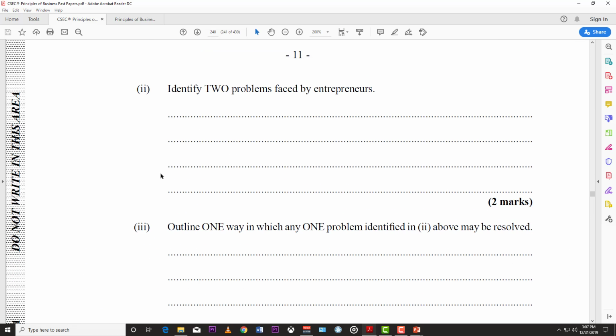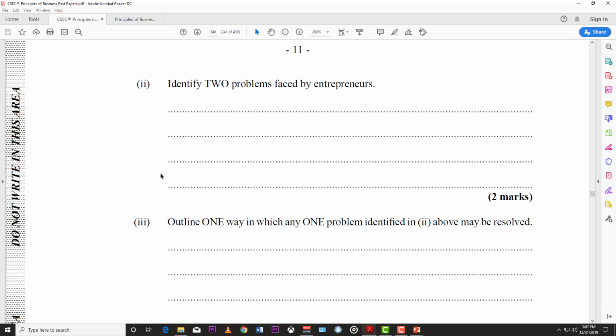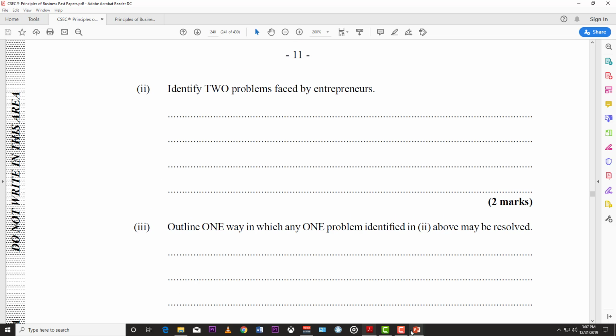All right, moving on. Then we have: identify two problems faced by entrepreneurs. Two problems faced by entrepreneurs.